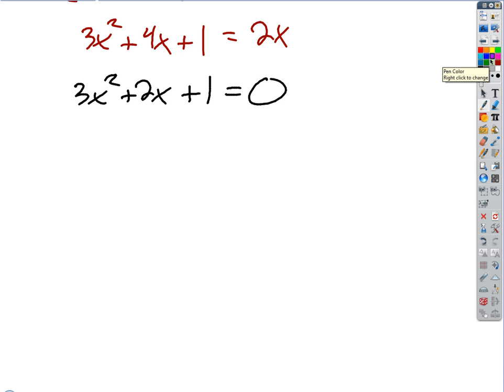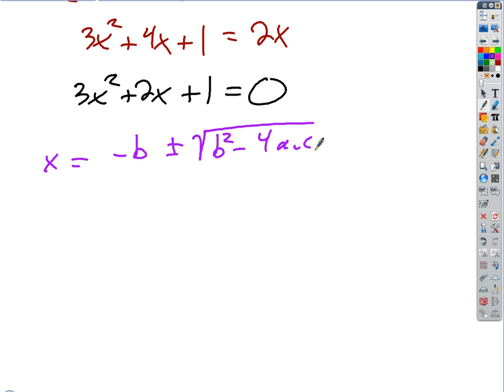What do we got here? X equals negative b plus or minus square root b squared minus 4ac divided by 2a. Good, you got it. Okay. You put 2 c's. Very nice. Yeah, I got it. Got a little excited.